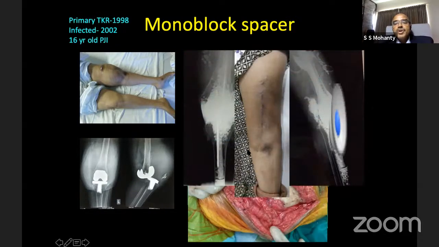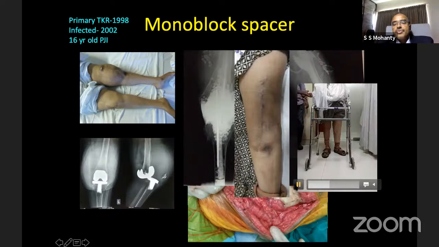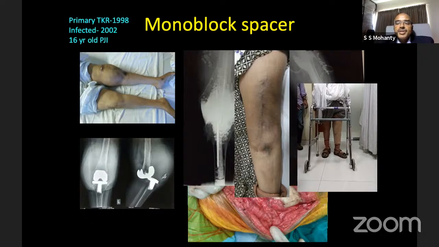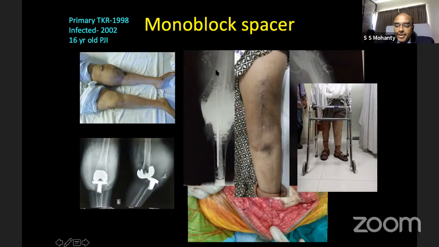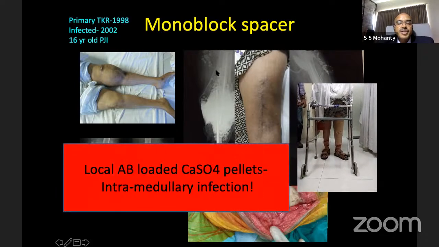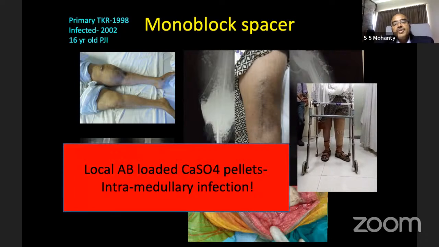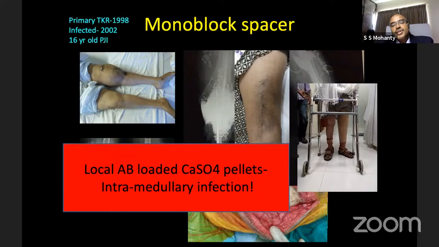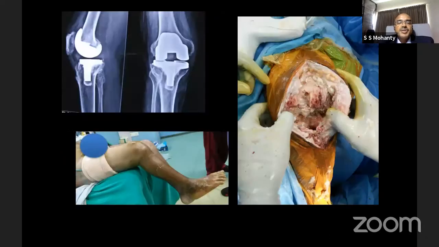So this multiply morbid patient who has been bedridden for a long time can now walk with some kind of support. Of course, in this kind of patient, we put calcium sulfate antibiotic-impregnated pellets inside the medullary canal. That takes care of the intramedullary infection, where antibiotics are unlikely to reach. So the patient can be mobilized here.